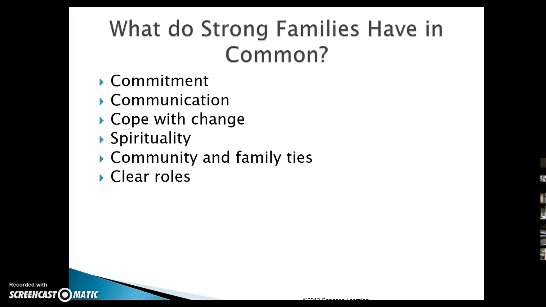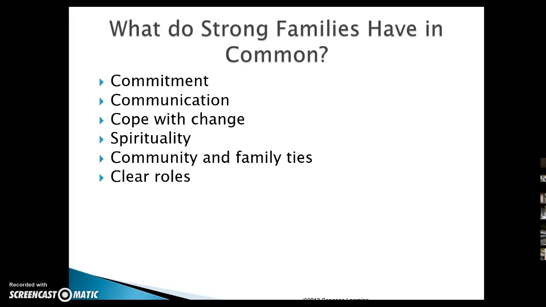We know that it's really hard in today's society when families move from place to place, that often children are far away from any extended family. That doesn't mean they're not strong families, but it is more important for them, if they don't have family ties nearby, to make community ties.